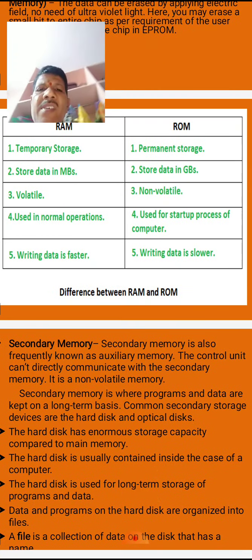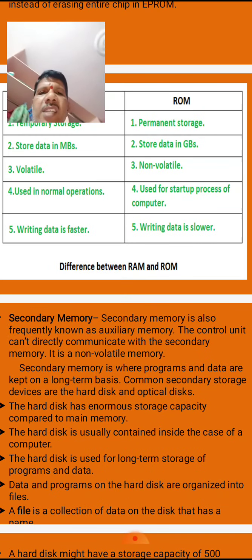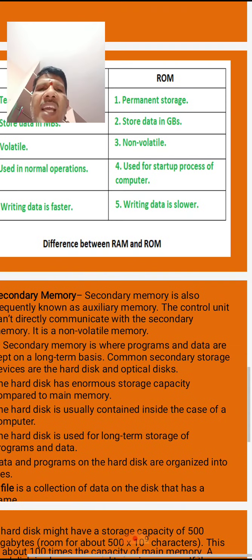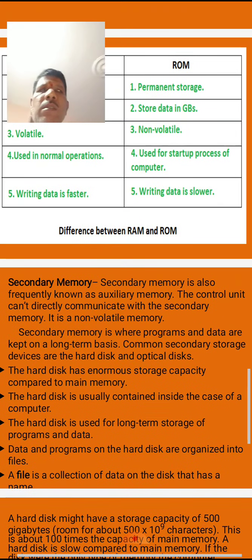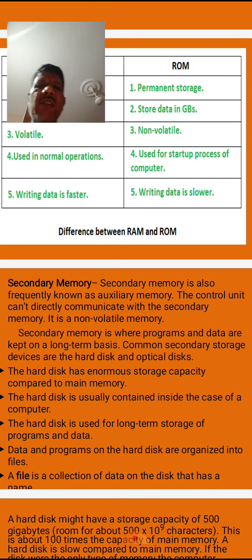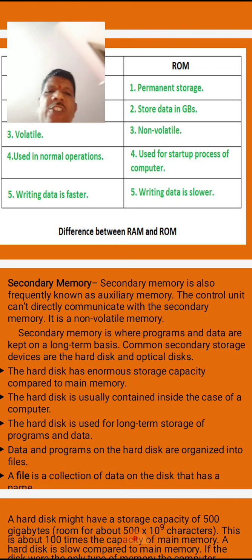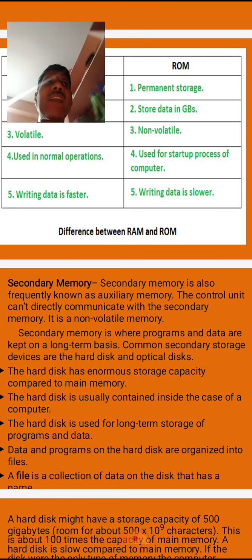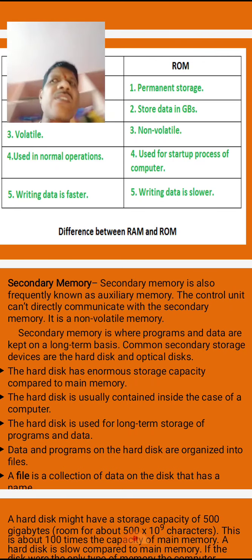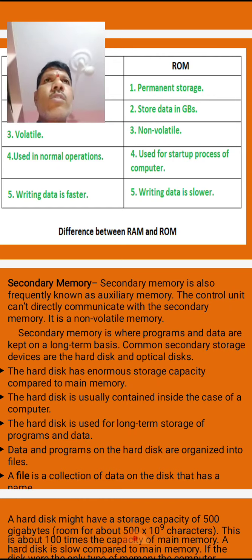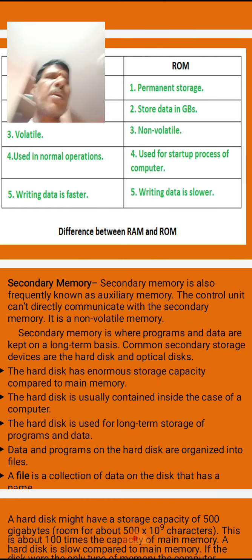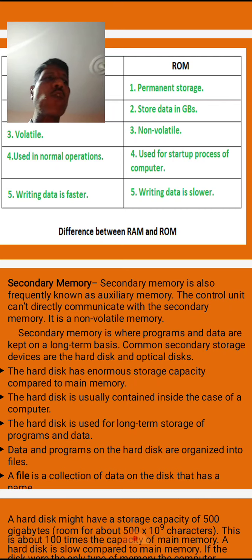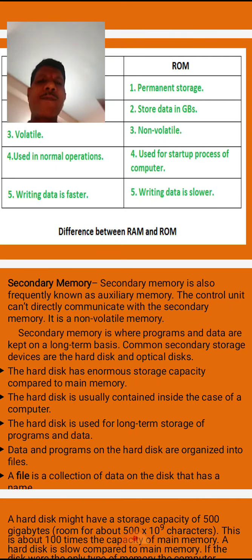Then come to secondary memory. Secondary memory is also frequently known as auxiliary memory. Auxiliary memory means it has high storage capacity. The control unit can't directly communicate with the secondary memory. It is a non-volatile memory, because once it is saved, the data is not lost when you switch off the power of the computer, but you can erase it.